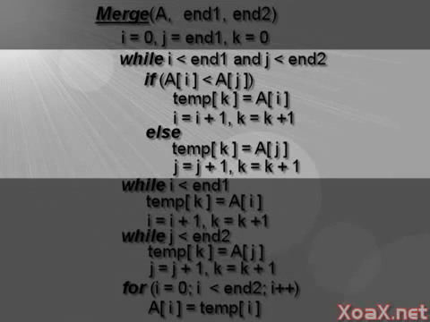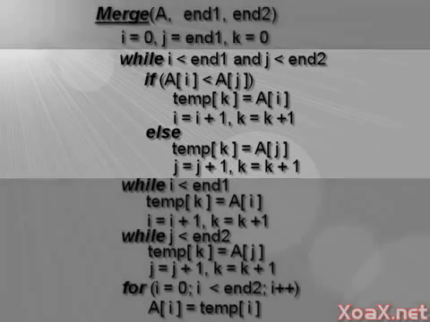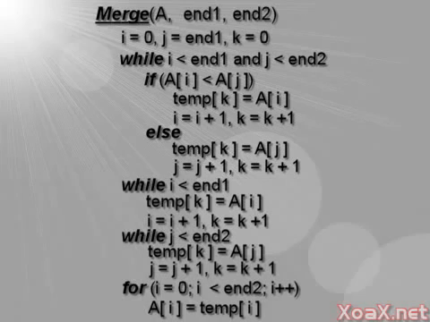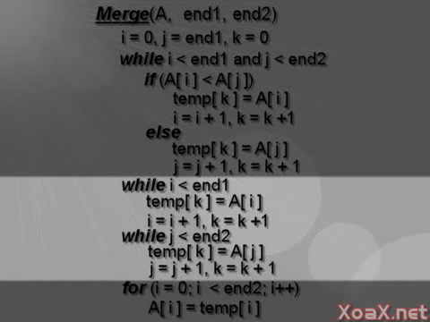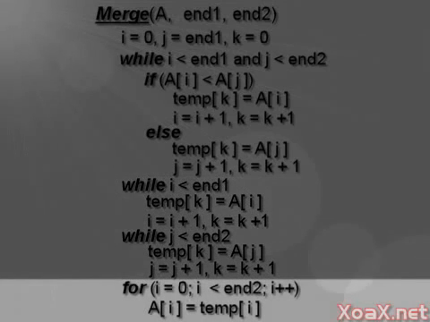When this while loop terminates, we have copied all of the elements from one of the arrays into the temp array. We just need to copy the remaining largest elements. We do this by running these two while loops which copy the remaining largest elements from the first or second array. This final for loop copies the merged elements from the temp array back to the original array.